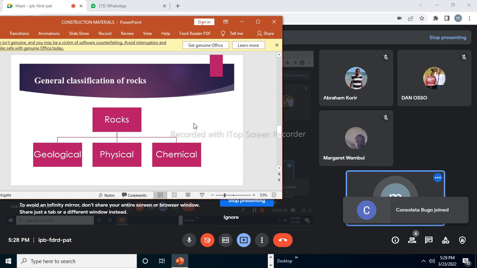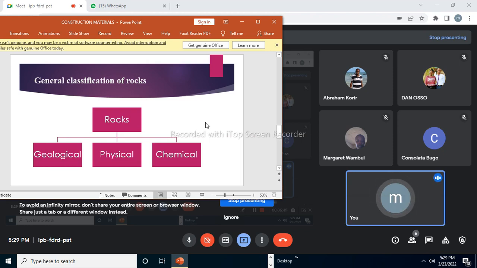Then we have metamorphic rocks. Metamorphic rocks are formed from the action of liquid pressures and earth movement. Other rocks are changed and metamorphosed by the action of liquid pressures and movement of the earth to form metamorphic rocks.